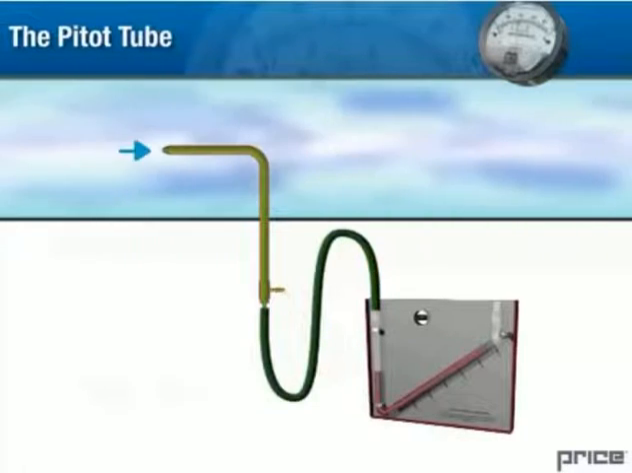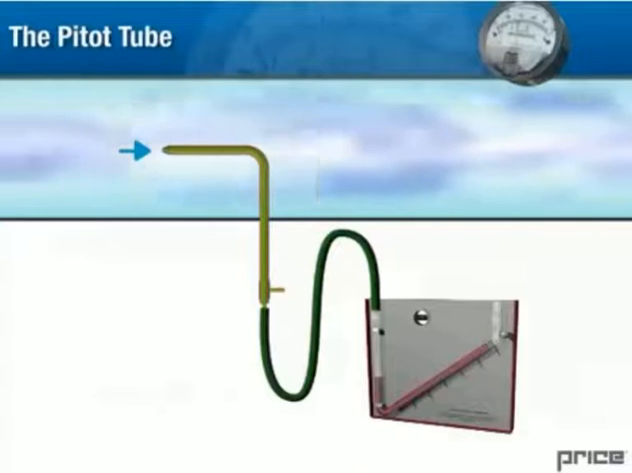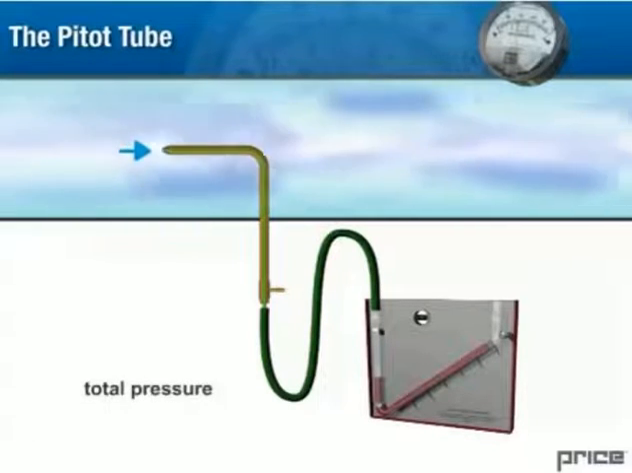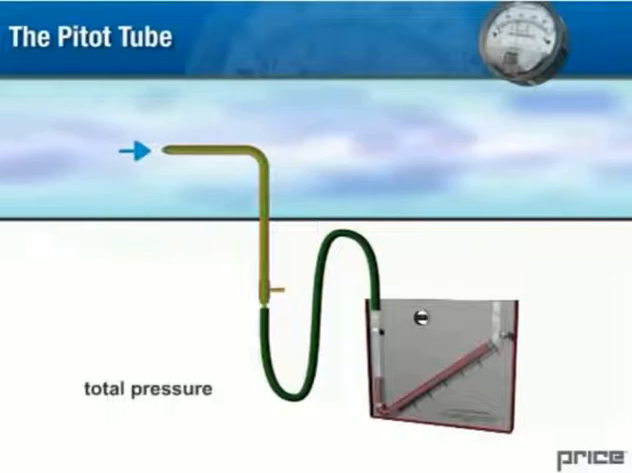The inner tube receives its signal from the hole facing the airstream and is therefore exposed to the total pressure. Here we see total pressure measured by the pitot tube.